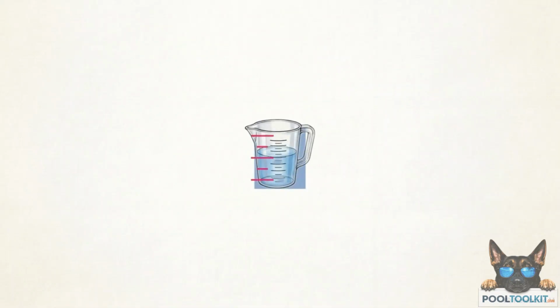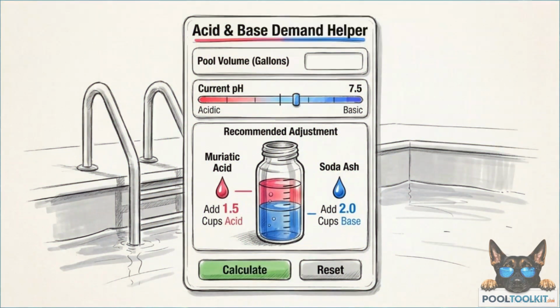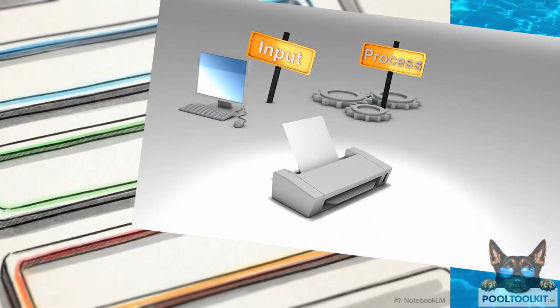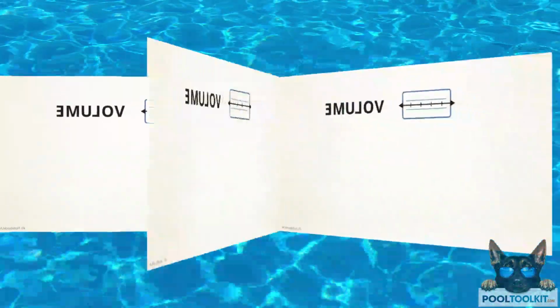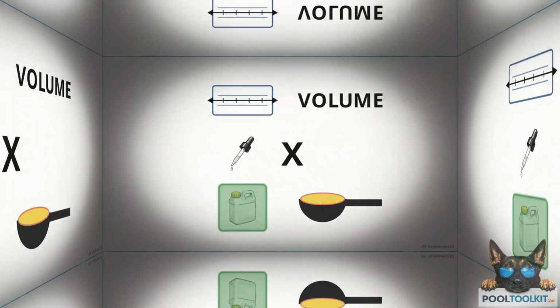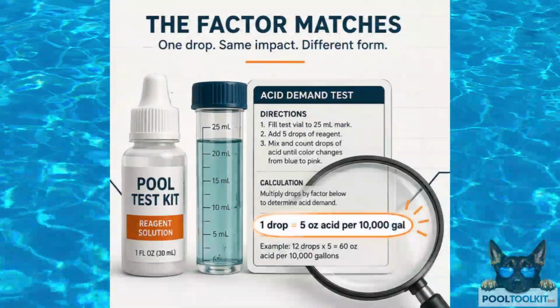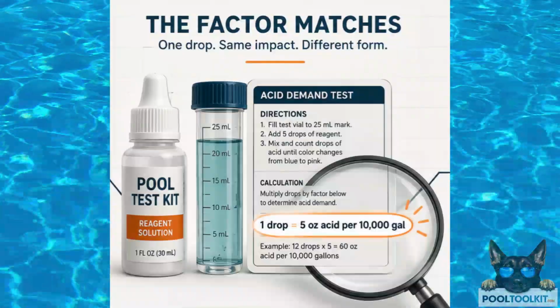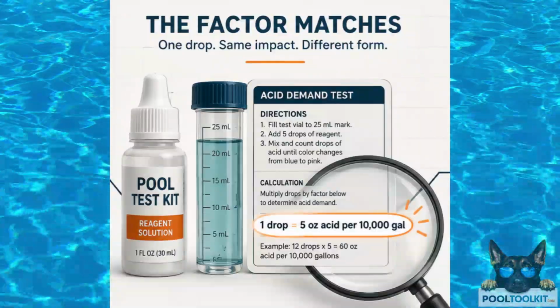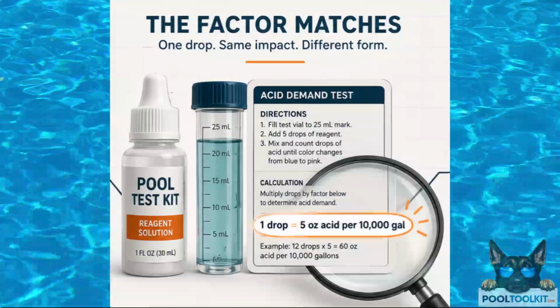That's the job of the acid and base demand test helpers, bridging the gap between that countertop test and the water outside. The helper asks for 3 inputs. First, the drop count you just recorded. Second, your pool's total volume in gallons. And third, the one that trips people up, the kit factor. That's a small number printed right on your own test kit, the ounces of acid per drop per 10,000 gallons.